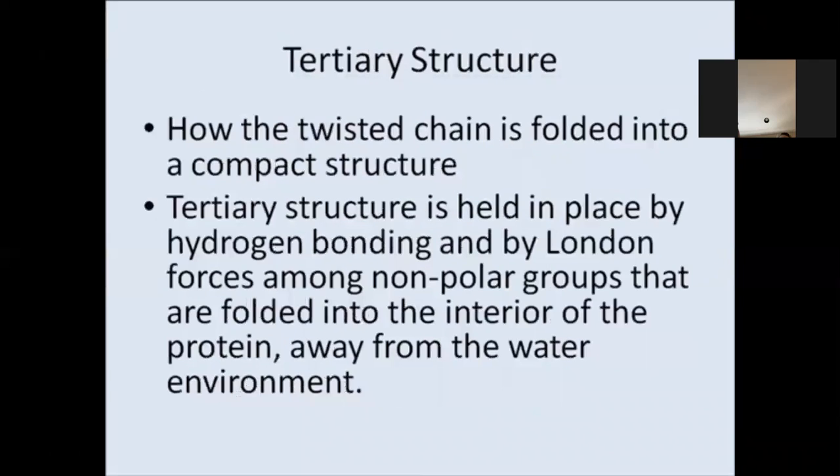Silk is a non-stretchy protein that is mostly beta-pleated sheets. Tertiary structure is how the twisted chain is folded into a compact structure. Tertiary structure is held in place by hydrogen bonding and by London forces among nonpolar groups that are folded into the interior of the protein away from the water environment.